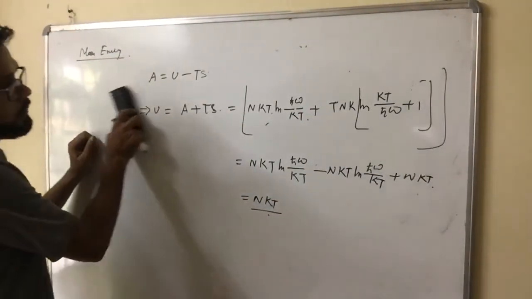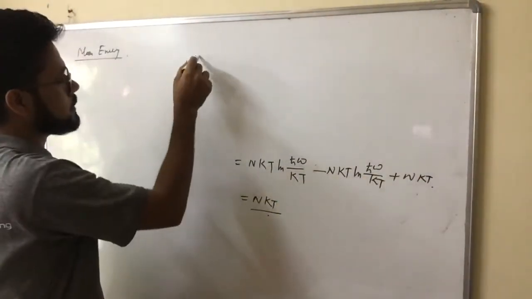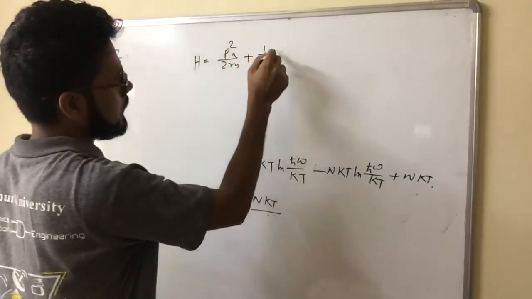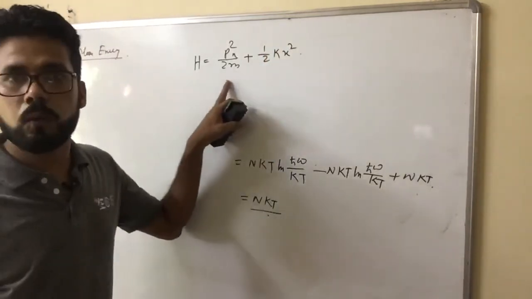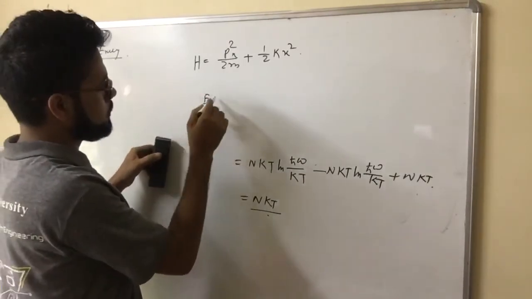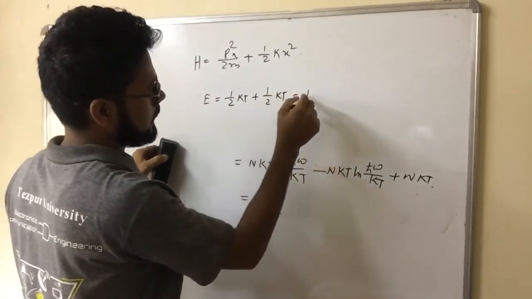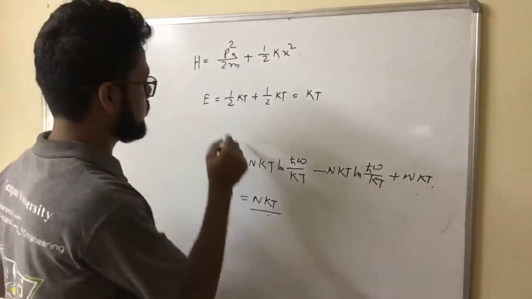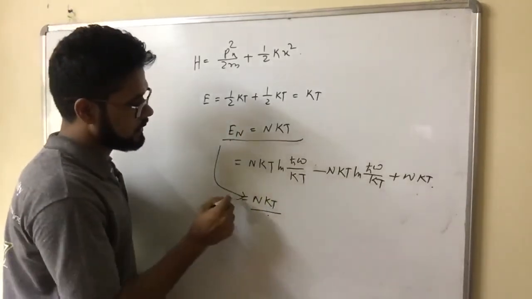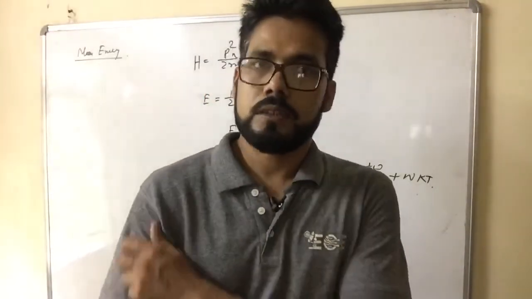Using this formula, or you can calculate mean energy from the equipartition theory. Again I am telling, equipartition theory. This is P square by 2m, one dimensional, plus half K x square. This is for only one harmonic oscillator. So mean energy equal to how much? Half KT plus half KT equal to KT for one oscillator. For N oscillators, how much? NKT. You see, the mean energy calculation satisfies the equipartition theorem. That means the classical oscillator satisfies the equipartition theorem. Clear?